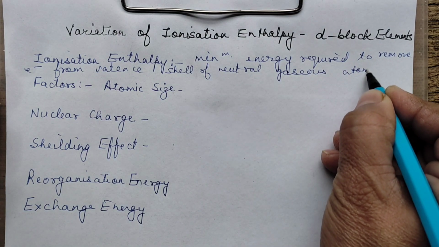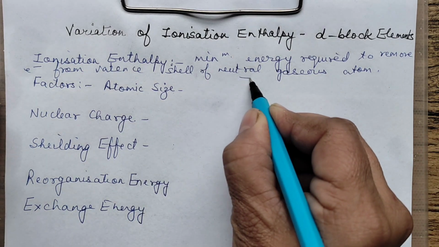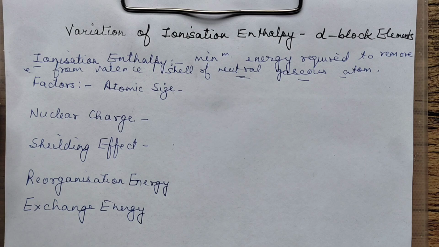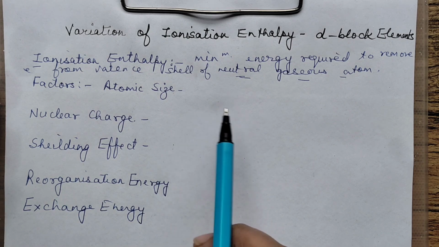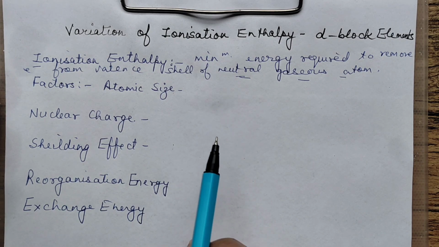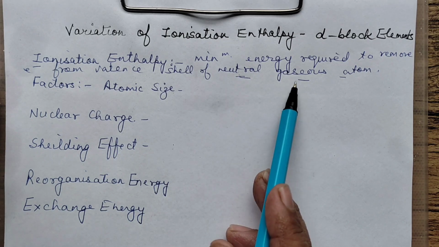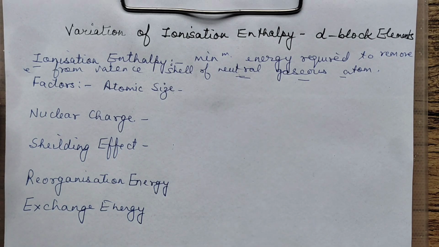Most of the time you forget that you have to remove from the neutral gaseous atom. Neutral is only when I am talking about the first ionization enthalpy. Otherwise, it can be from a cation, one unipositive, that is second ionization energy. So, we will be discussing it. When we are talking about the first ionization enthalpy, we are removing the first electron, that is always from a neutral gaseous atom.